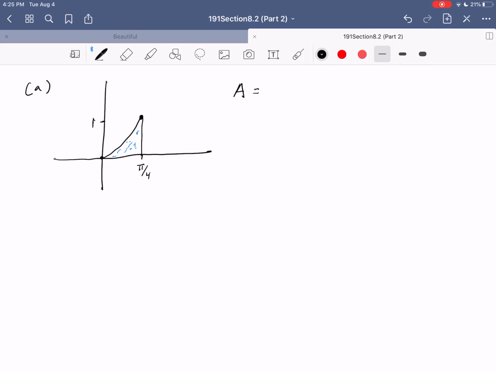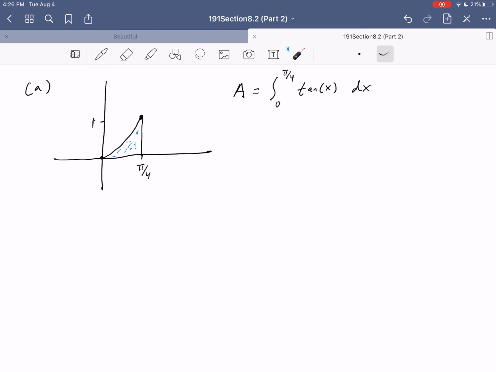If we want to do an area here, working dx, we're going to be filling this in with vertical lines. You can see that the bounds for that integral are going to be from 0 to pi over 4, because we're working dx. And then it's just measuring from the curve down to the x-axis. So it's going to be the integral from 0 to pi over 4 of tan x dx. Nice and easy there, right? Just the integral from 0 to pi over 4 of tan x dx.